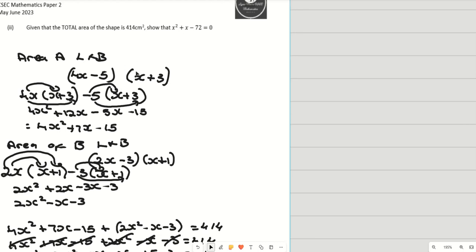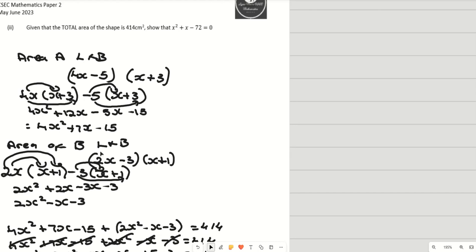X squared and x cannot add or subtract. Right? So we had to just add 12x minus 5x is 7x. So the answer would be 4x squared plus 7x minus 15. Okay, and area B, again, that is a rectangle, is length by breadth. Your length was 2x minus 3, and your breadth was x plus 1.